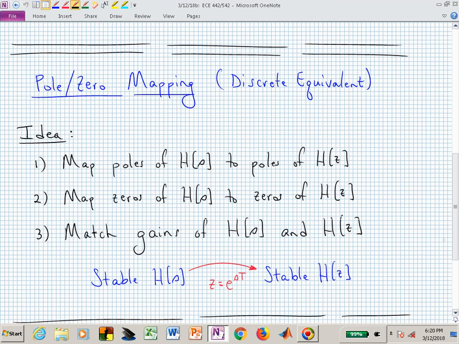And one of the nice things is this actually preserves stability. If you have poles of H of s in the left half plane, those have negative real parts. And where do those map through this z equals e to the st? Inside the unit circle. E to the minus something t. Those are inside the unit circle. We preserve stability.